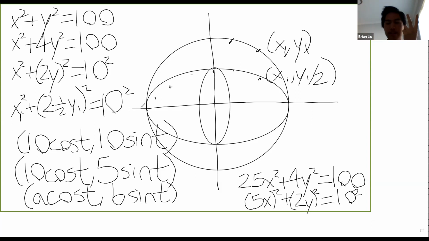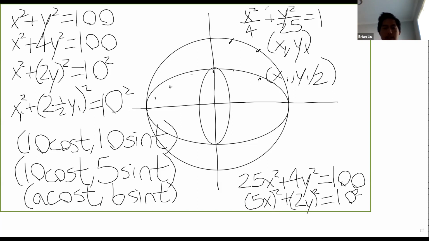So divide 25 by 100, divide 4 by 100, divide 100 by 100, and we get something times x squared plus something times y squared equals 1. So what would that be? 25 divided by 100 would be 1/4. So x squared over 4, and then 4 divided by 100, that would leave us with y squared divided by 25, and then 100 divided by 100 would leave us with 1. So whatever is on the right-hand side, we can always divide it by itself.